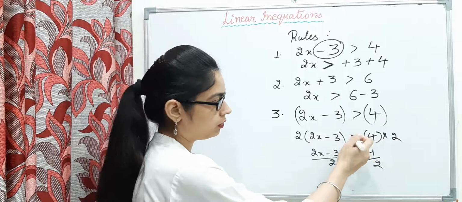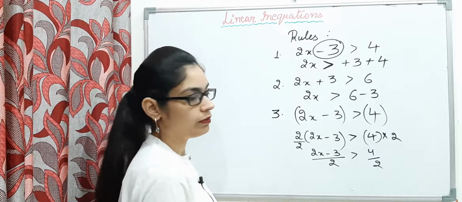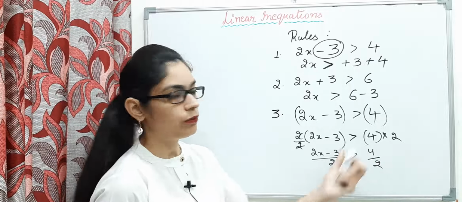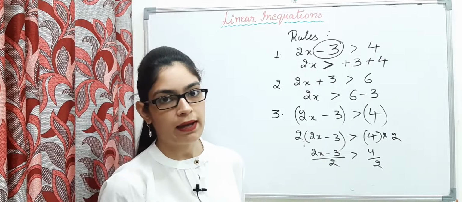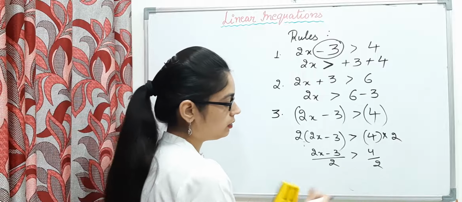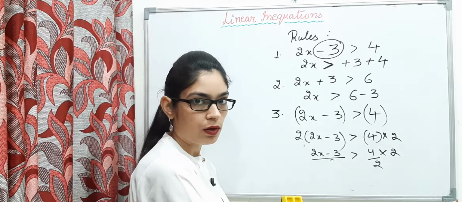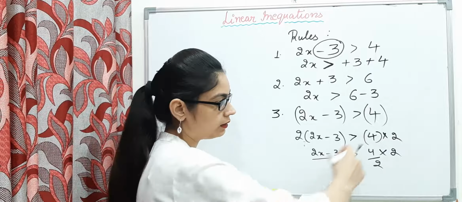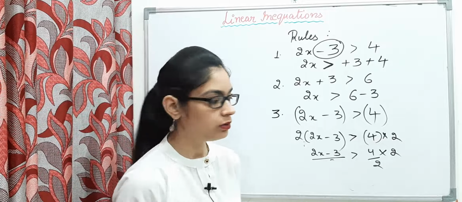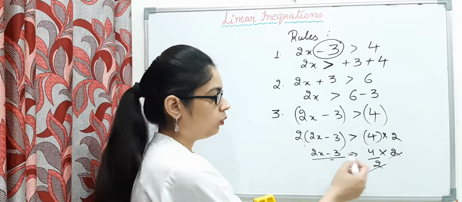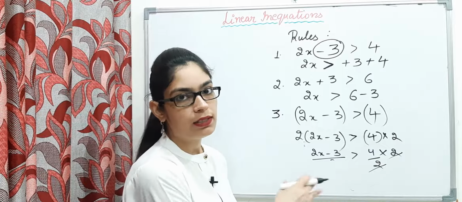Here I will explain also. If this 2 in multiplication is shifted to the other side, it will change to division. 2 and 2 will get cancelled, so overall the inequation will remain the same. Similarly, if I shift this division to the other side, it will change to multiplication, like we do in linear equations also. So these two will get cancelled, and overall there is no change in the given linear inequation.